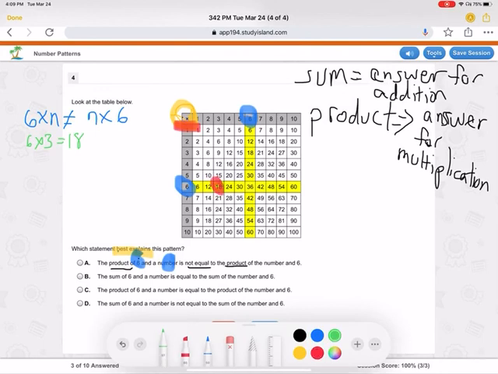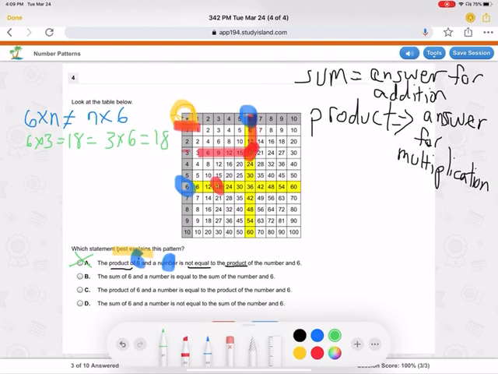Now we're going to do it the other way. Does it equal or not equal 3 times 6? Well, same idea. There's my 3. There's my 6. And that's 18 also. So they are equal. So look, they're equal the whole way. Is A correct? No. A is wrong. Simple as that.